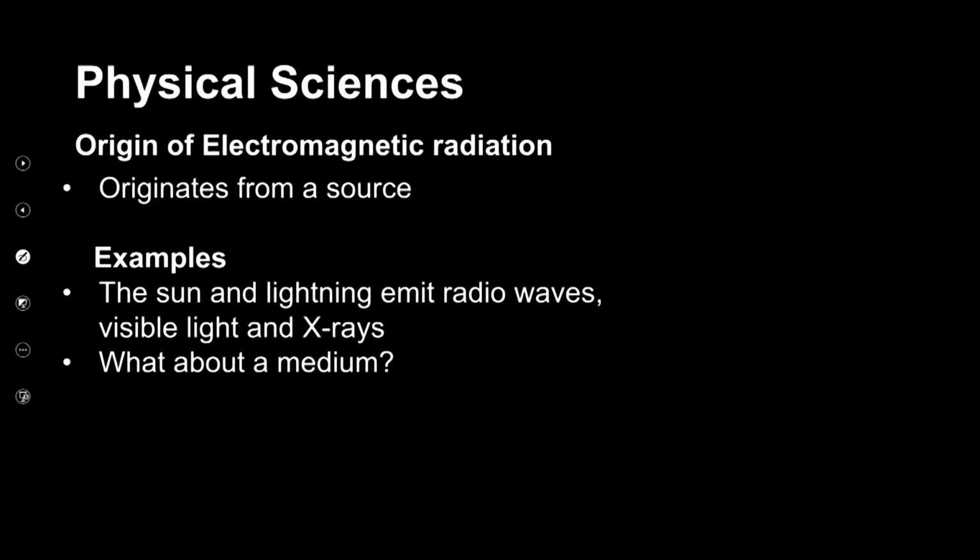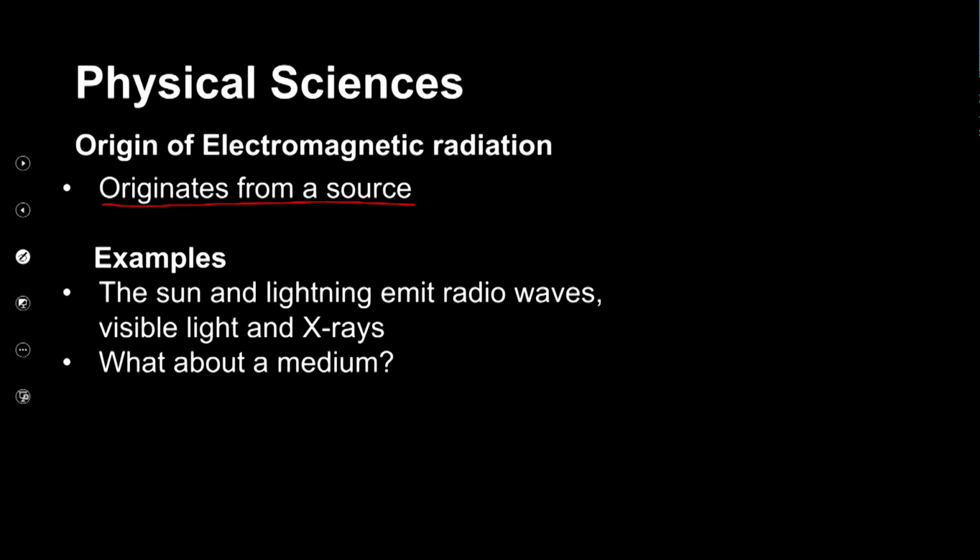So what are the origins of electromagnetic radiation? Where does it come from? Well, it being a wave, we can quite confidently say that it must originate from some kind of source. All right? And this source must provide the electromagnetic radiation with some kind of energy for it to be transmitted. We know that all waves are energy being transmitted. So what are some common examples of sources of electromagnetic radiation in our everyday lives?